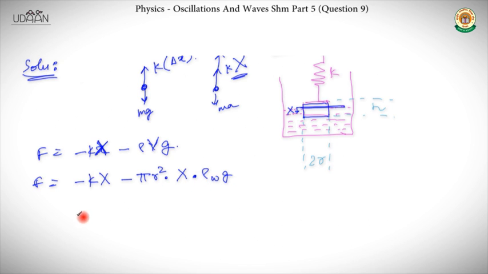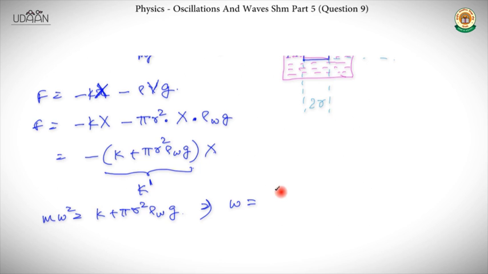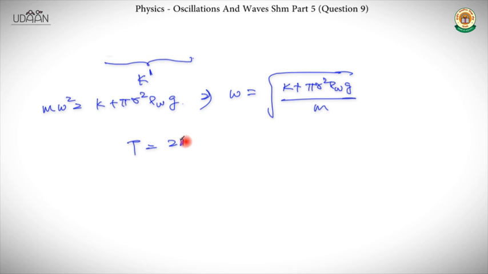Obviously we can take X outside the brackets and the rest of the term will become m omega square. So minus (k plus pi r square rho water g) into X. Again we can see that F is proportional to X, and this proportionality constant is again m omega square. So from here we can find omega and T. m omega square is k plus pi r square rho water g. So we get omega as the square root of (k plus pi r square rho water g) by m. The time period is nothing but 2 pi by omega.